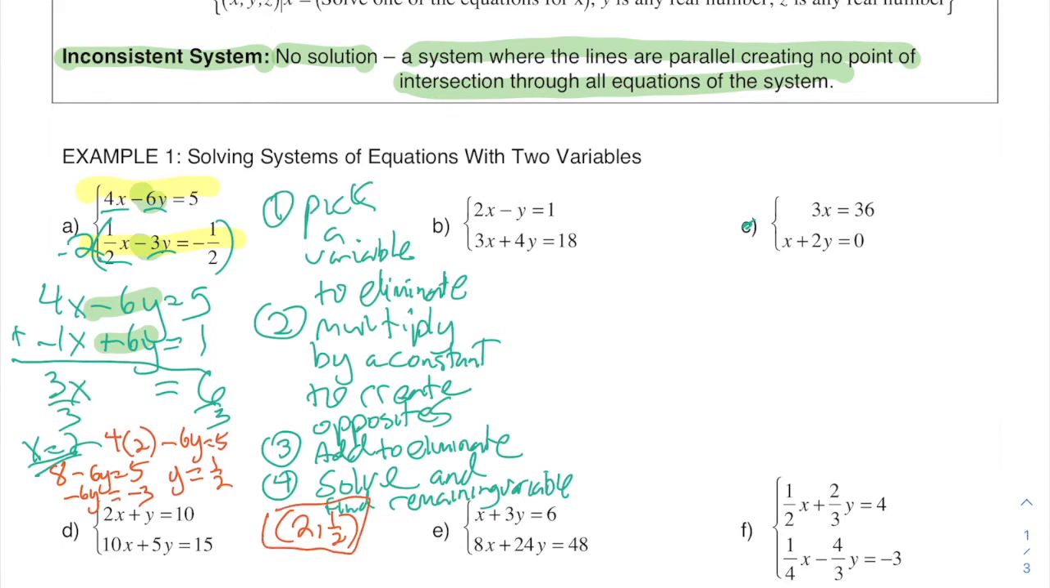And then the last step, which is the one that most high school students do not like to do, is check. So I'm going to substitute these back in, and I'm going to see if they work. So let's see. 4 times 2 is 8, and negative 6 times 1/2 is negative 3. 8 minus 3 is 5. That works. 2 times 1/2 is 1. Negative 3 times 1/2 is negative 3/2. Negative 3/2 plus 2/2 is negative 1/2. Okay, good. So it does work.